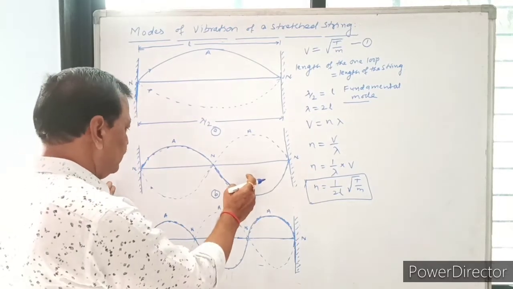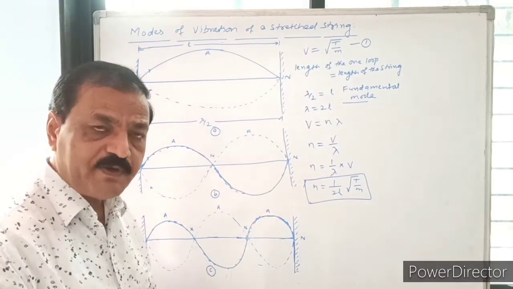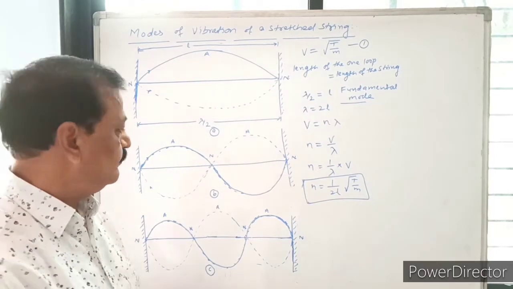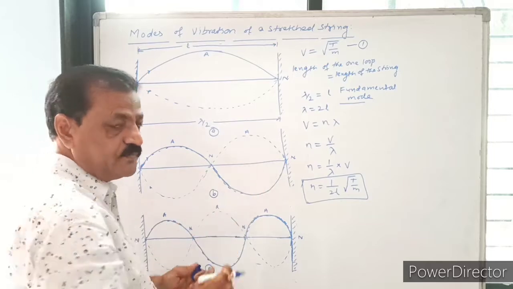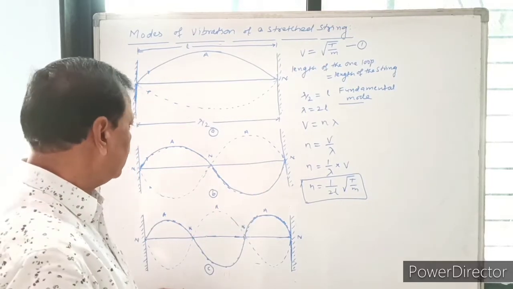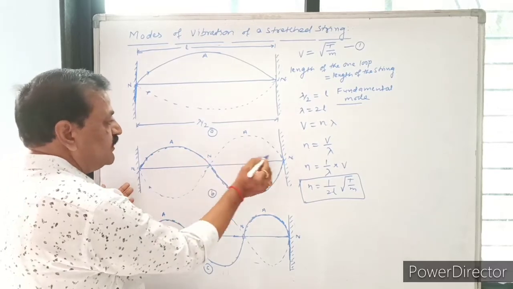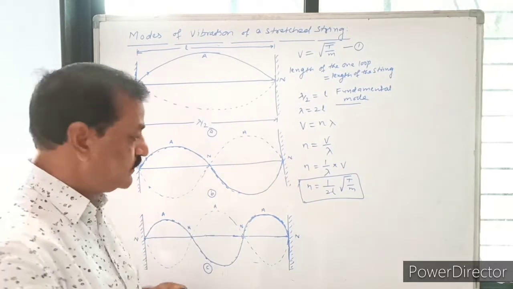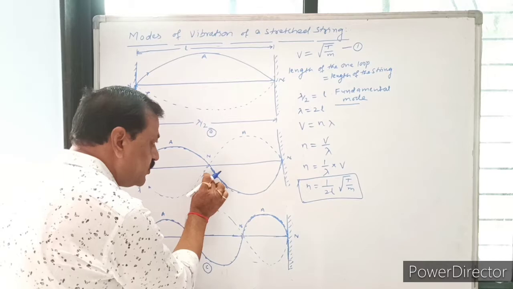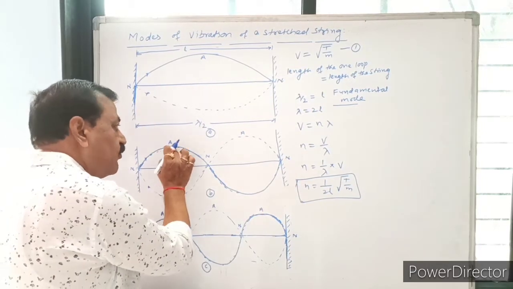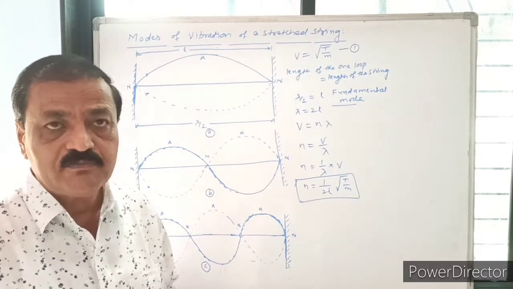But in the second mode of vibration, two loops are formed. This is one loop and this is another loop. Considering there are three nodes, 1, 2 and 3, at those points the amplitude is 0. But at that point the amplitude is maximum.